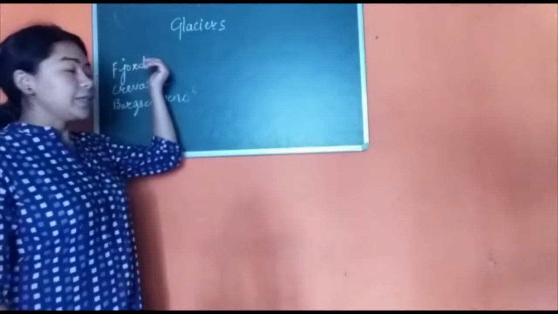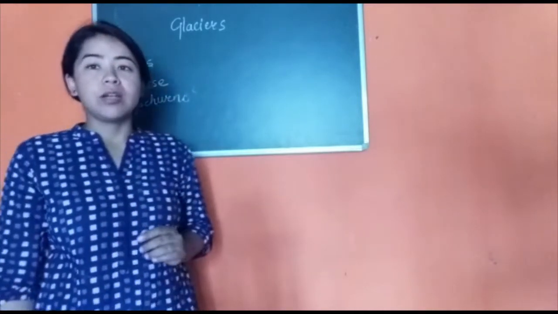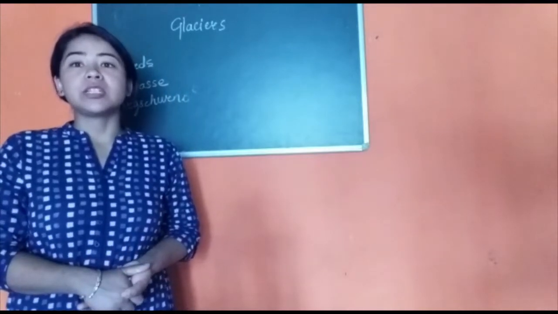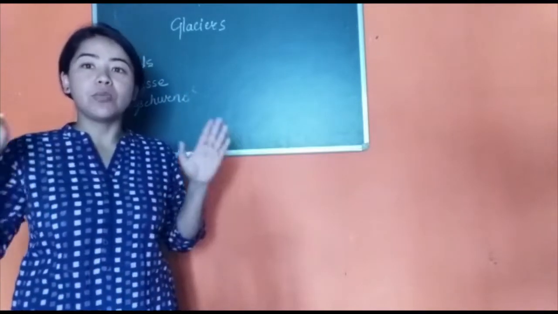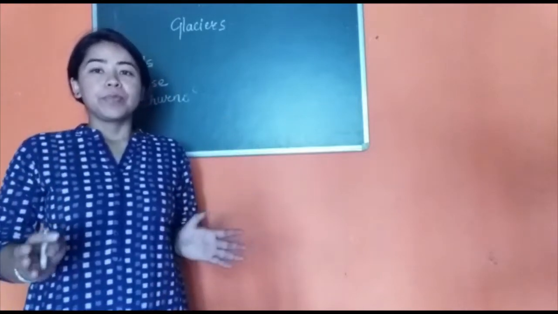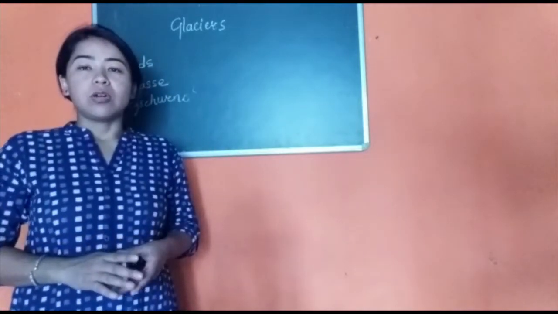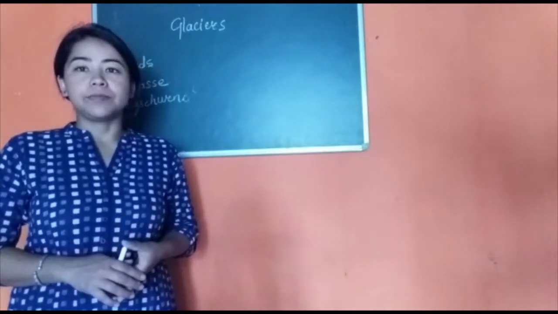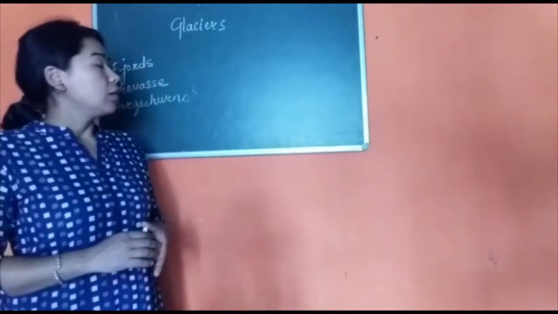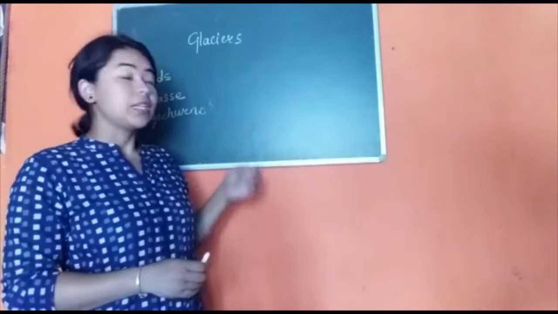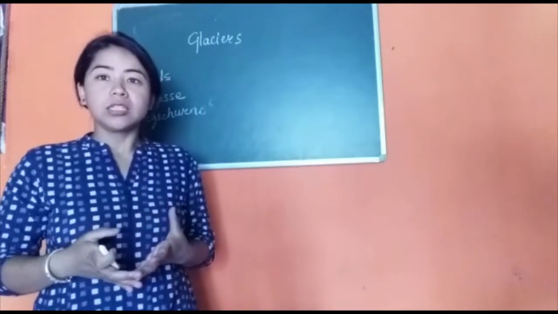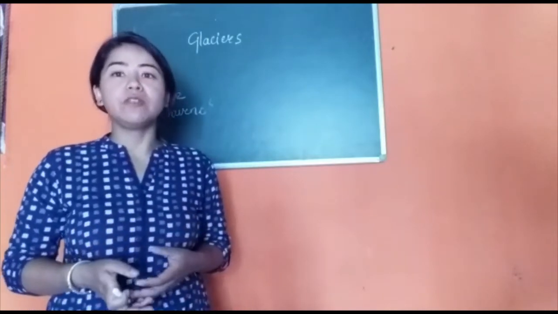So the very first one is fjords. Fjords are long, narrow waterways which are surrounded by steep-sided walls or cliffs. This type of feature is mostly seen in the polar regions. These fjords are formed when a U-shaped valley is cut by the movement of a glacier.